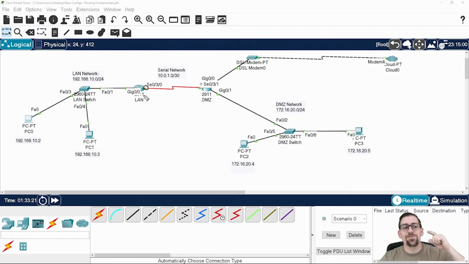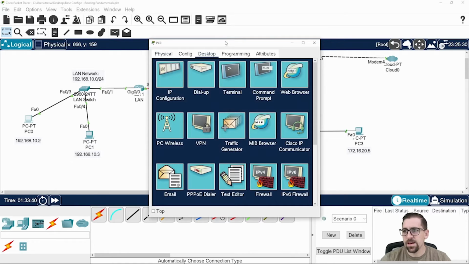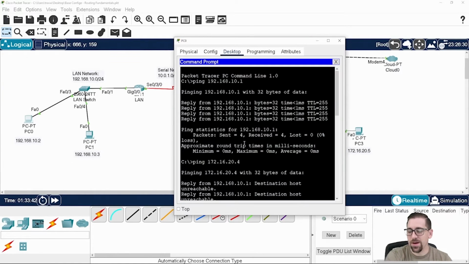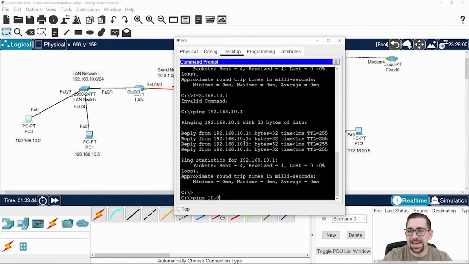So I would encourage you to take a second, maybe pause it here, and think about what would happen here. And I'm going to do this, and I'm going to explain what we see. Should I be able to ping this interface? PC0 doesn't know about the 10.0.1 network. G00 does know about the 10.0.1 network. And so what does that mean for us? I'm going to assume you've thought about this, and I'm going to come in here and I'm going to ping 10.0.1.1. That's a serial 030 interface on the LAN router.